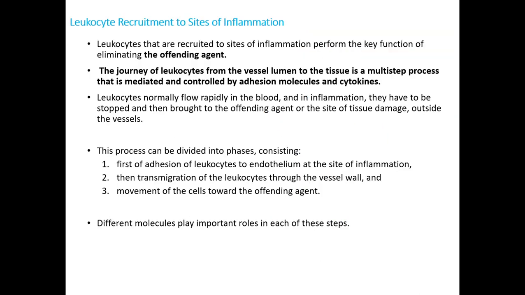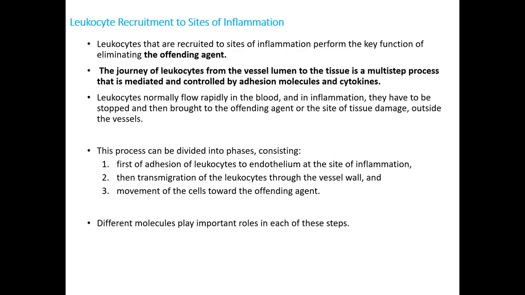Leukocyte recruitment to the site of inflammation. Leukocytes that are recruited to the site of inflammation perform the key function of eliminating the offending agent. The journey of leukocytes from the vessel lumen to the tissue is a multi-step process that is mediated and controlled by adhesion molecules and cytokines. Leukocytes normally flow rapidly in the blood, and in inflammation they have to be stopped and then brought to the offending agent or the site of tissue damage outside the vessel.